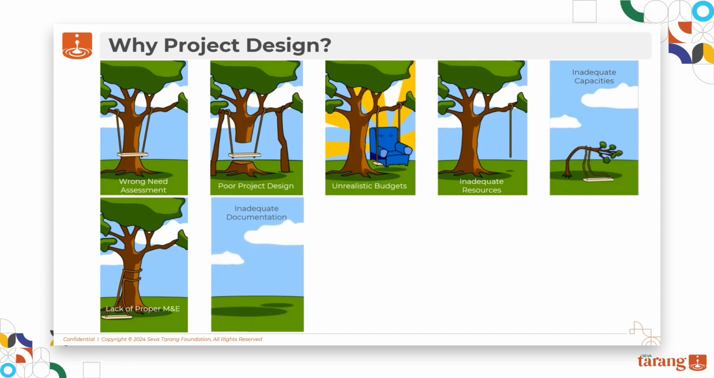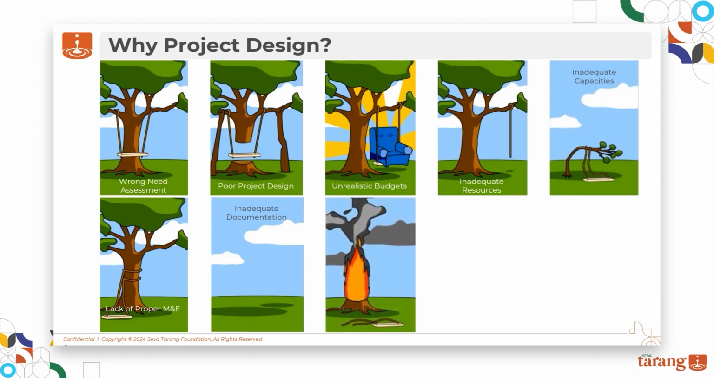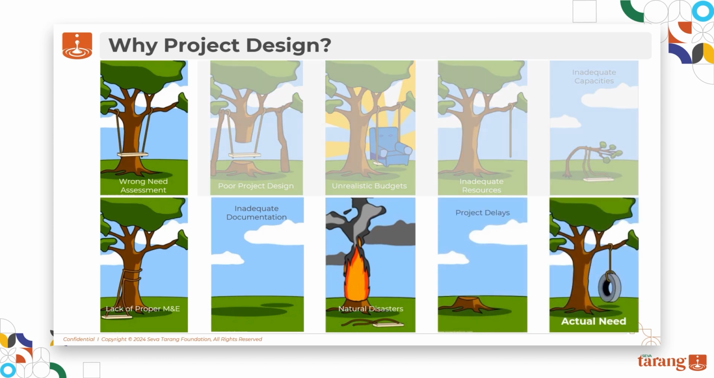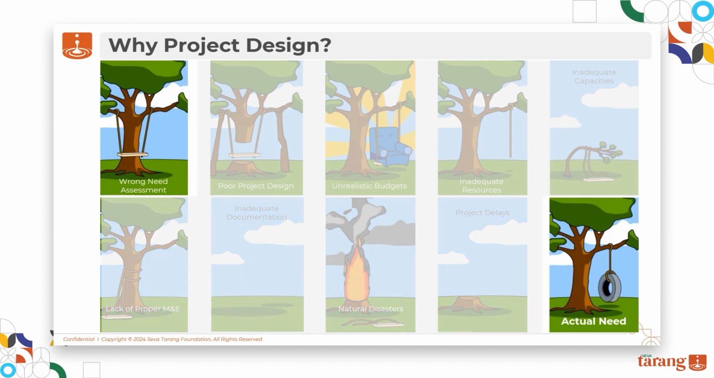There are external risk factors like natural disasters, among others, which should be considered in the risk mitigation plan. All these and many other challenges can result in project delays, making it obsolete, irrelevant and unproductive. In conclusion of this illustration, let us see what the actual need of the project was. As you can see, what the actual need of the project was and what it tried to deliver were poles apart. That makes the conceptualization of your project extremely important.